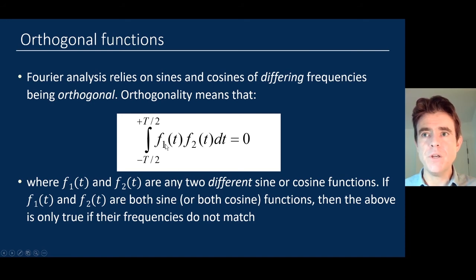If this is a sine and this is a cosine, effectively that always holds. A sine and a cosine are orthogonal to each other, whatever their frequency. However, if f1 and f2 are both cosines, then it only holds if the frequencies are different. Or if they're both sines, then this only holds, again, if their frequencies are different. If their frequencies match, this is not true and they're not orthogonal to each other. And in fact, that non-orthogonality is crucial for why the Fourier transform works, or why the Fourier analysis equations work when we're finding coefficients for the Fourier series, for example.